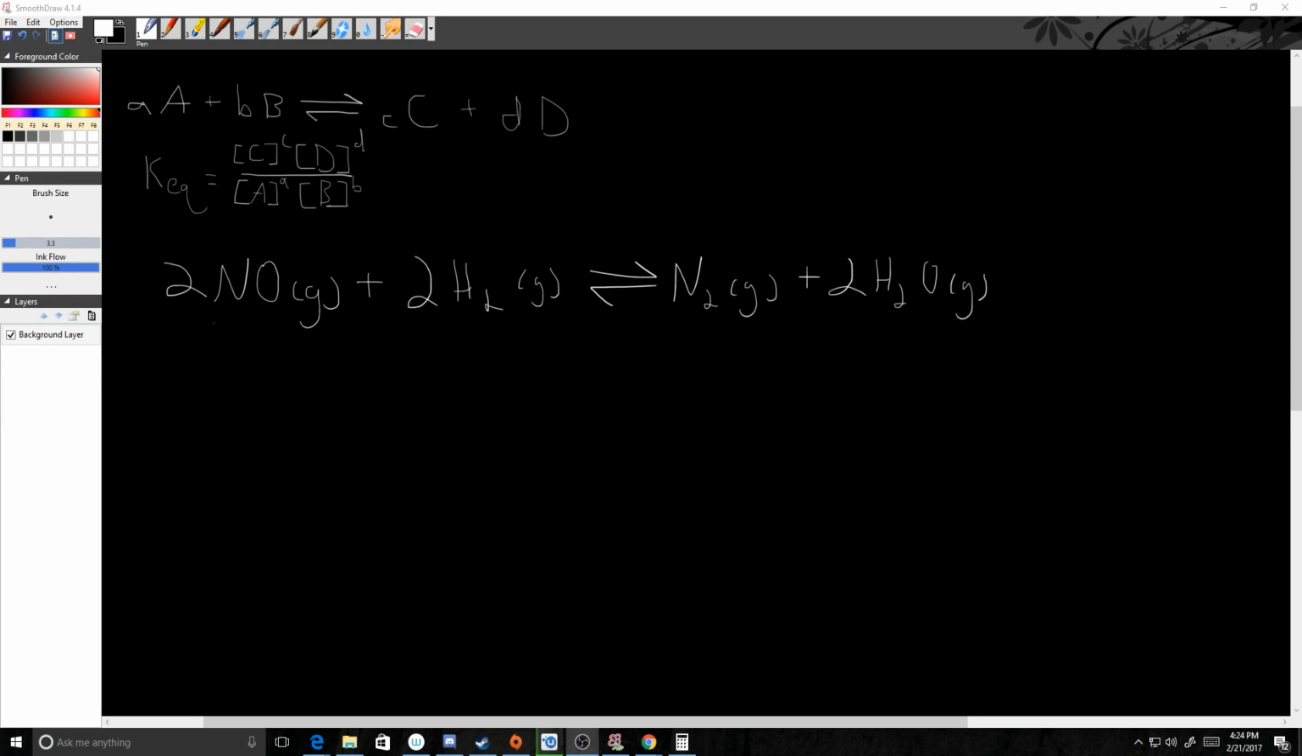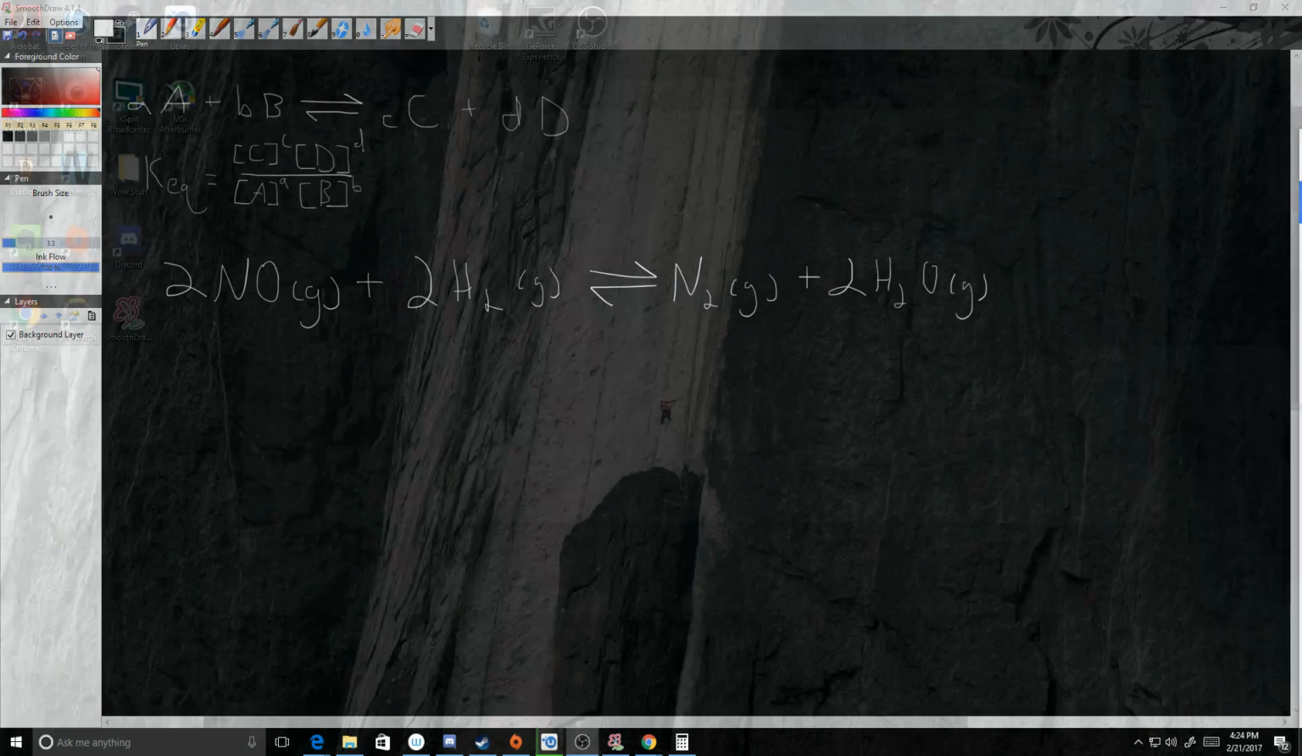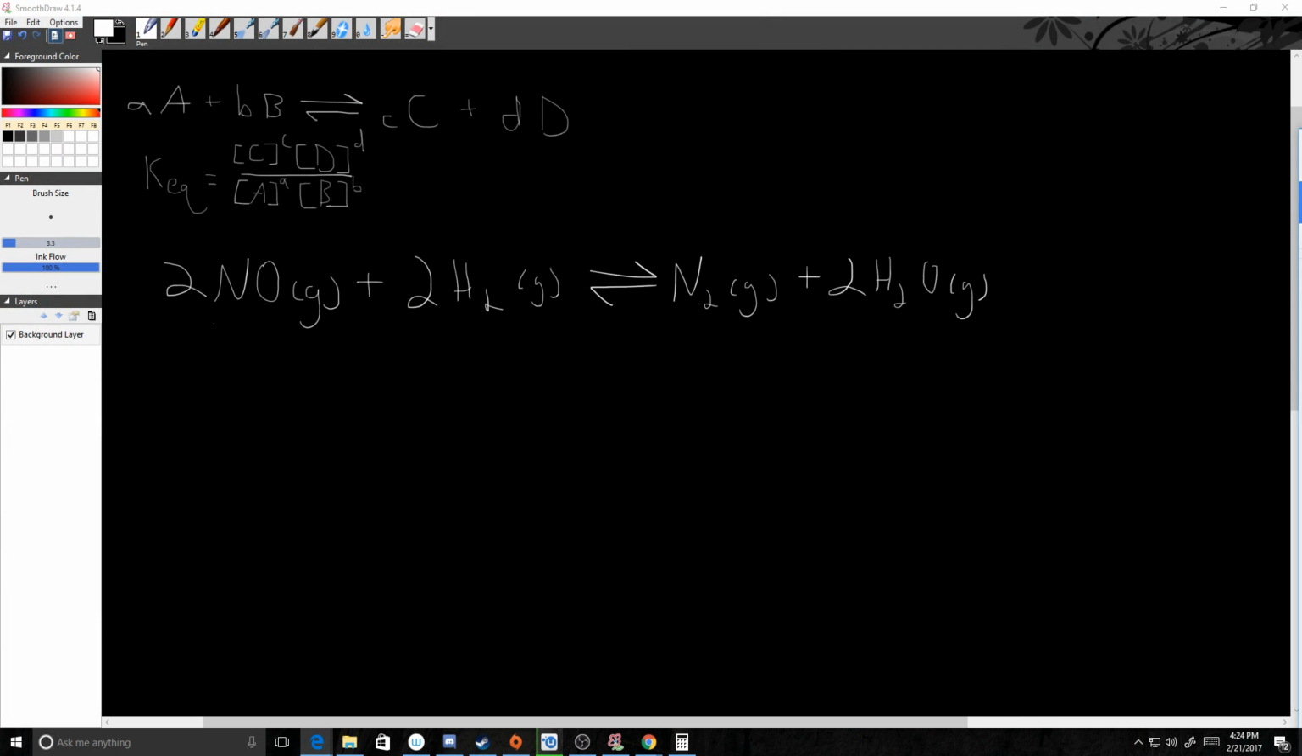Hey everybody, so today we're going to be looking at calculating equilibrium constant. So really we're looking at when things reach equilibrium, what are the concentrations of the products and reactants we'll be working with here? Generally, the generic form of it is right up here.